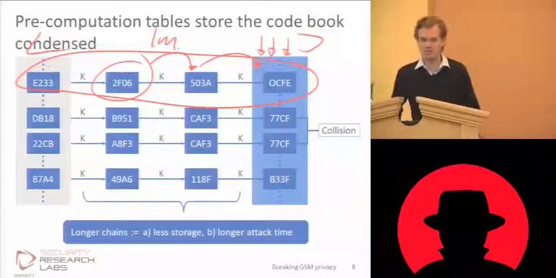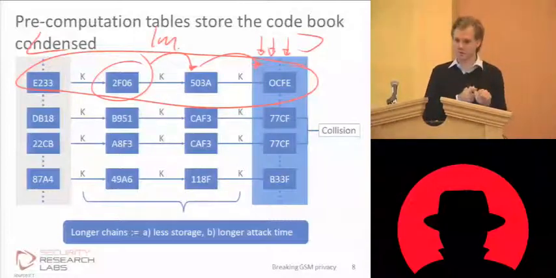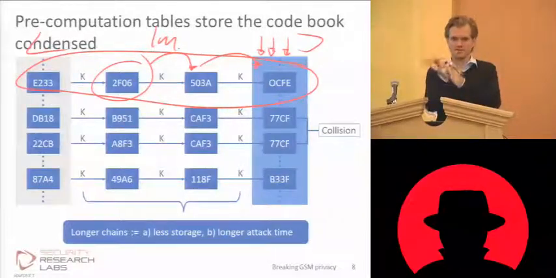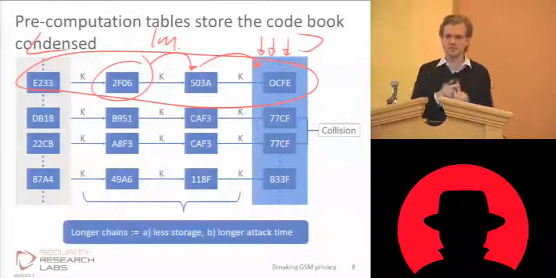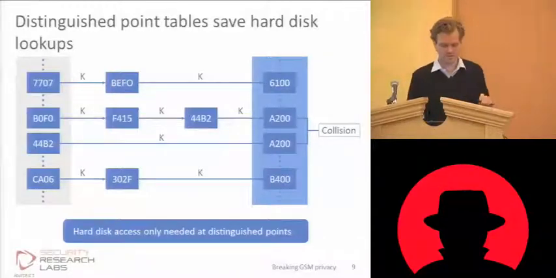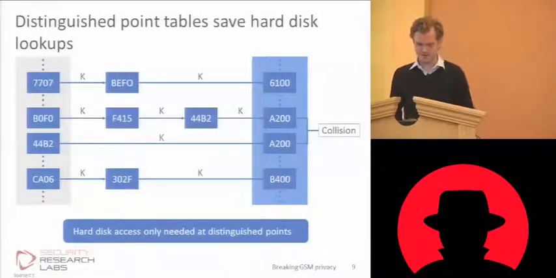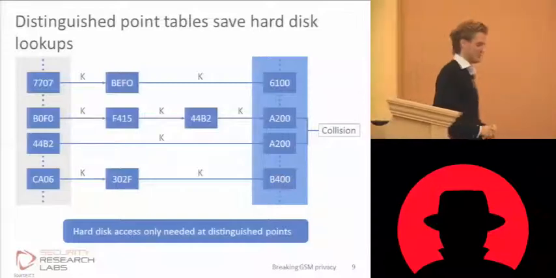So we need to optimize it statistically to avoid collisions as much as possible, these mergings of chains that only create redundancy, and we need to optimize it for the hard disk not to be a bottleneck anymore. Now, this is addressing the second point, the hard disk bottleneck. It's a technique called distinguished points.